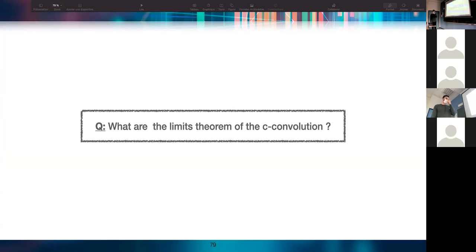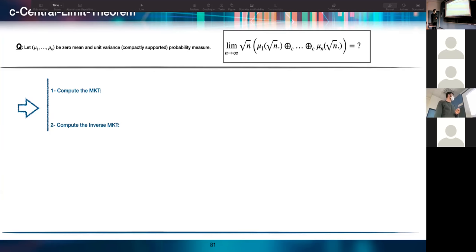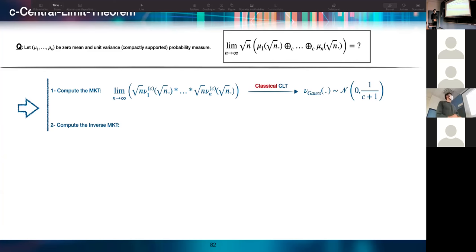And now I'm going to ask what are the limit theorems of our C convolution. And the first thing you can think about is the central limit theorem as before. You take a set of n probability measures with unit variance and mean zero, and you take the C convolution of this object. And as I said, we first need to compute the Markov-Krein transform, and then you need to invert it. But as I also said, because we are obeying the Markov-Krein space, you are just doing the classical convolution of the Markov-Krein transform. So this is going to be given by the classical central limit theorem.